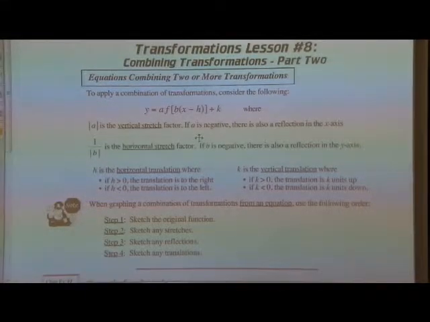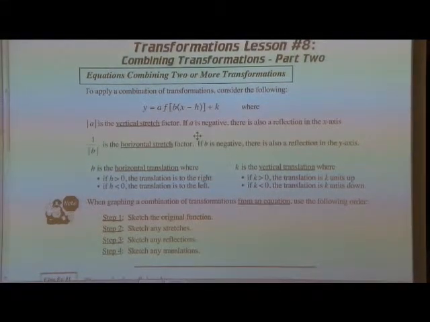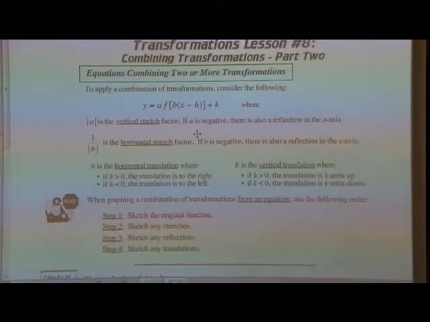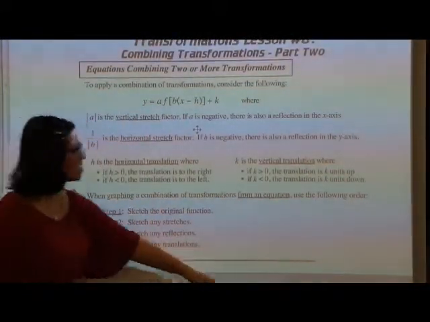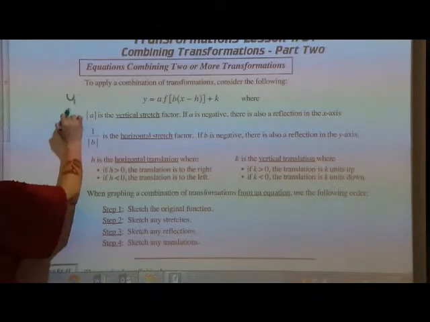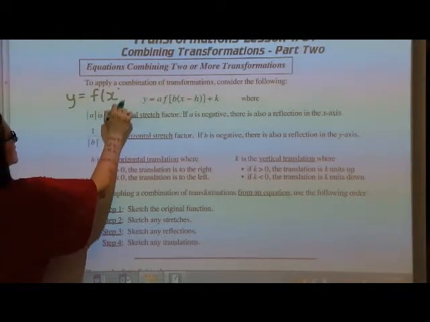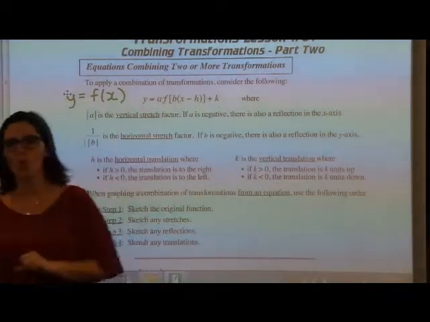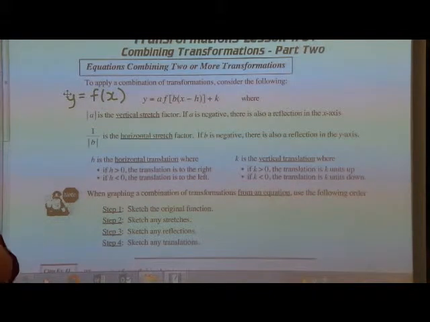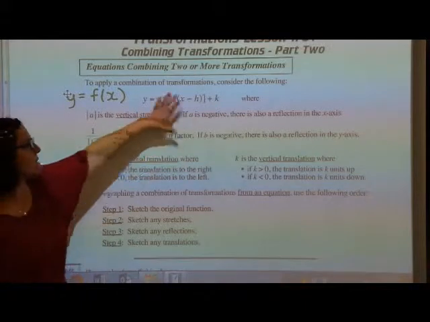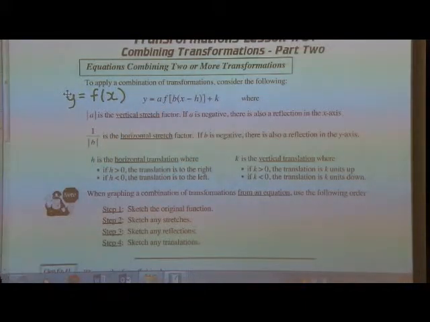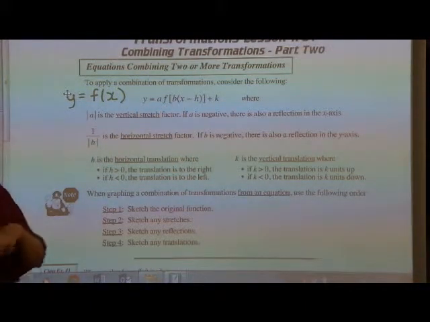At our transformations lesson 8. So this continues from lesson 7 yesterday, and really what we're looking at is if we started off with the function y equals f of x, and then we became the function y equals a times f of b times x minus h plus k, what did all these a's and b's and h's and k's do to the graph?